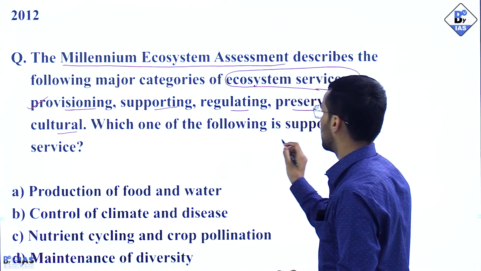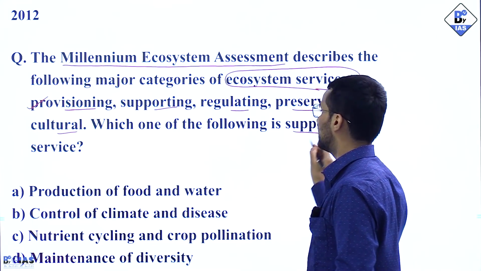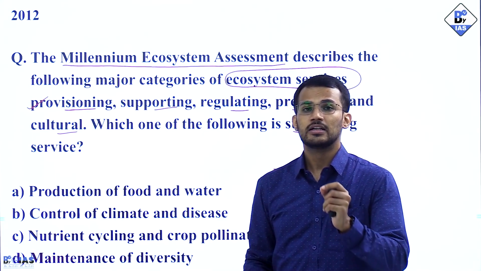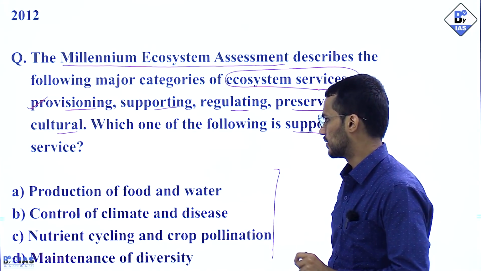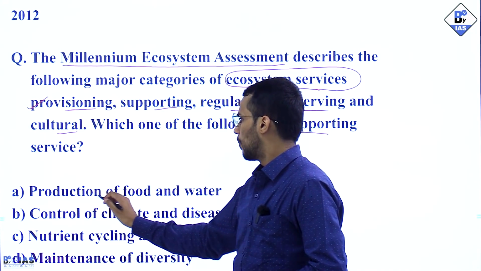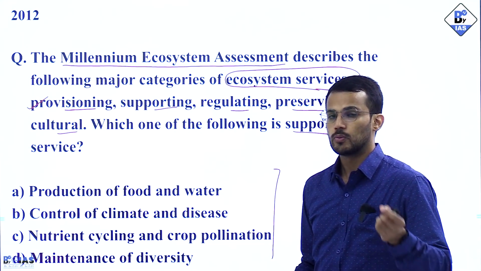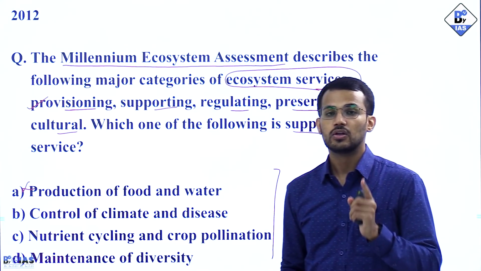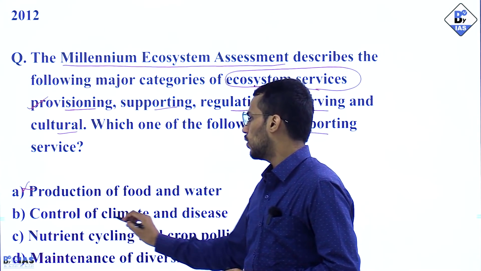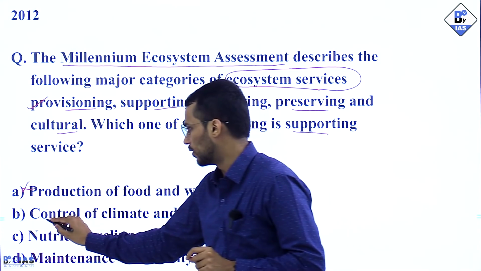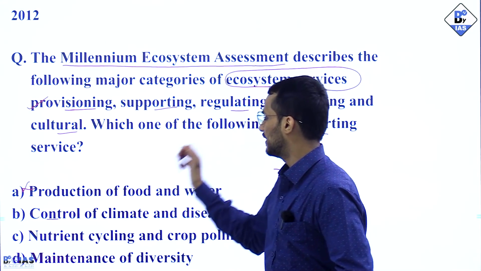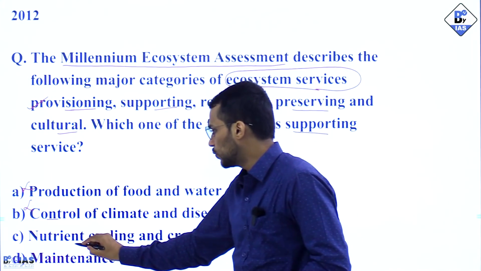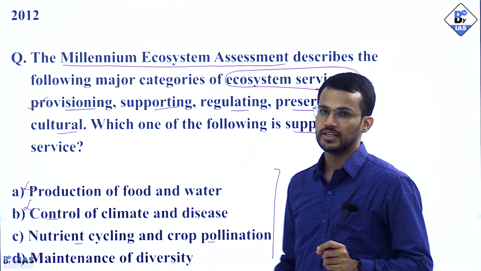So the question is asking which one of the following is a supporting service. Out of these 4, which is the supporting service? Option A is production of food and water. Food and water have monetary importance, so it is a provisioning service, not a supporting service. Control of climate and disease. Control or regulation means it is a regulating service, not a supporting service. Nutrient cycling and crop pollination.